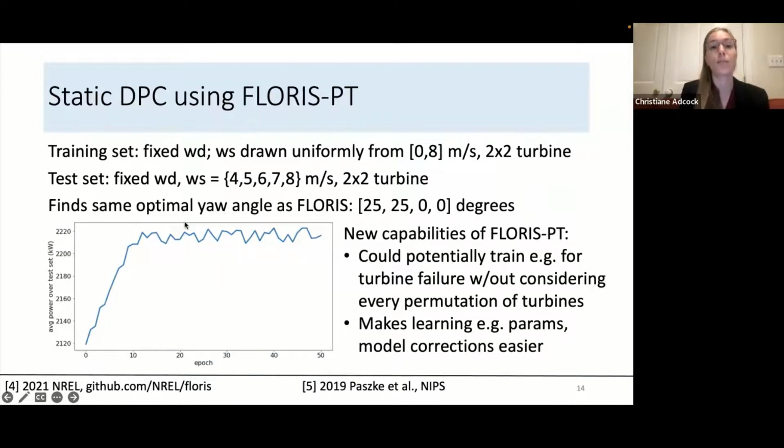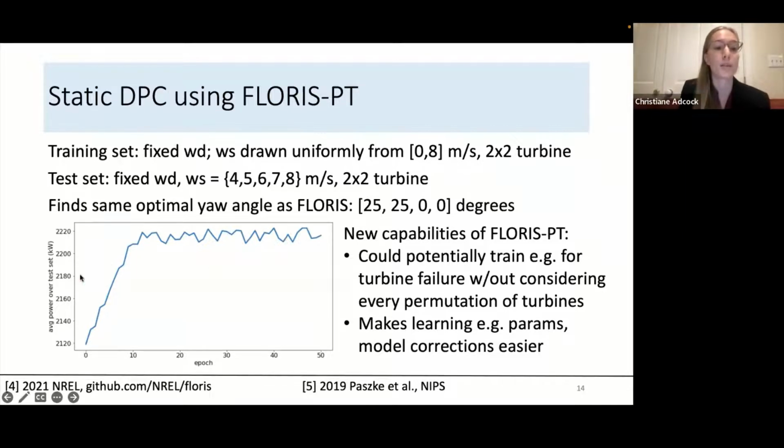I find that after training, DPC gives the same optimal yaw angle as FLORIS for all of these test cases, where basically it's yawing the first 2 turbines to their maximum, and then the downstream turbines don't get yawed at all. This image on the left shows what the training looks like. The vertical axis is the average power over this test set that I get using my policy with the parameters that have been trained so far. So the horizontal axis then is the training epoch. And you can see that the average power over the test set improves as we keep training those policy parameters. And it levels out up here around 2220, which is the same maximum power that FLORIS predicts for this test case. So this shows that the training is working smoothly.